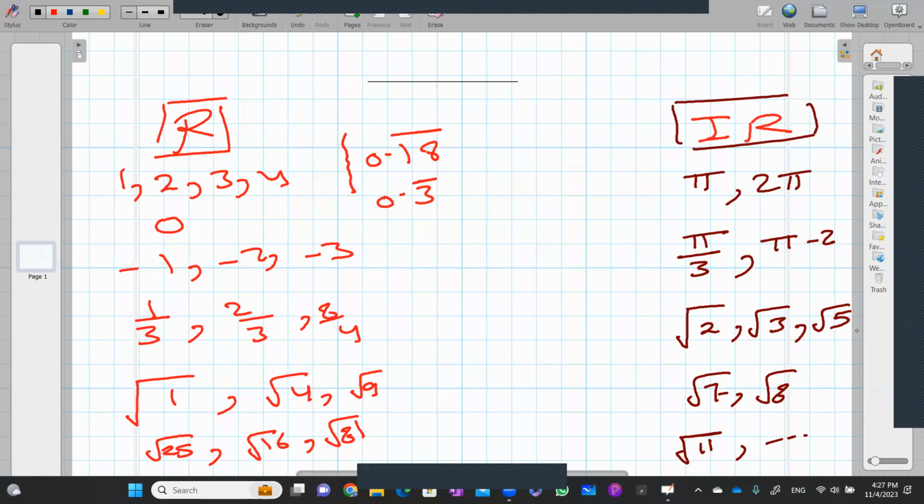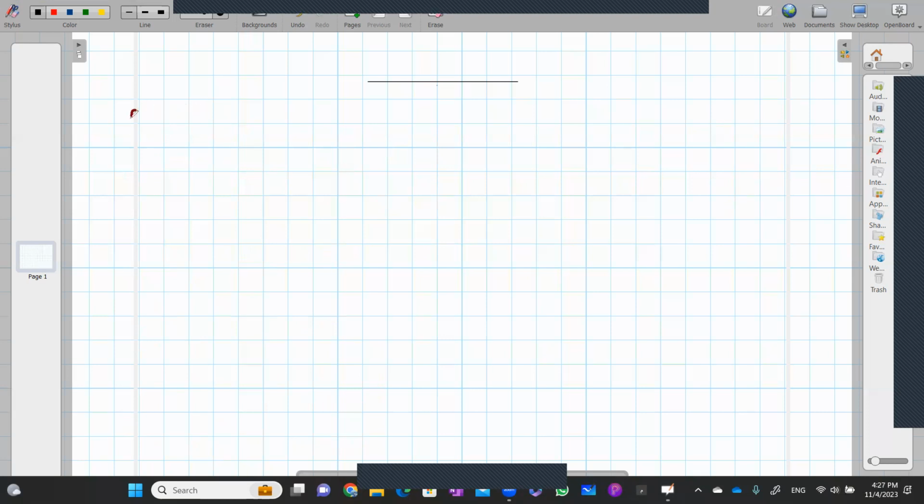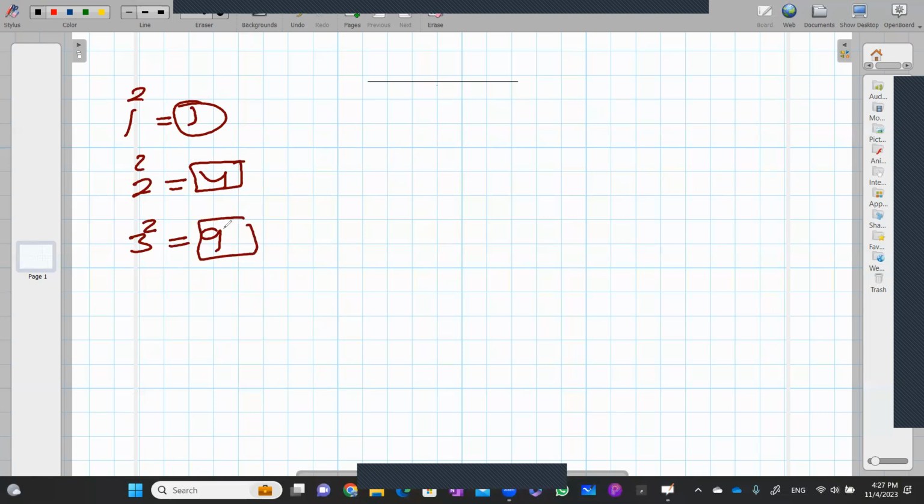Okay, how can I know if this is a perfect square or not? You can know from 1 squared equals 1, then 1 is a perfect square. 2 squared equals 4, then 4 is a perfect square. 3 squared equals 9, then it is a perfect square. Then square root 9 is rational, square root 4 is rational, square root 1 is rational. And we have 16, 25, 36, 49, 64, 81, 100, 121, all these are called perfect squares, and all these numbers are rational numbers.